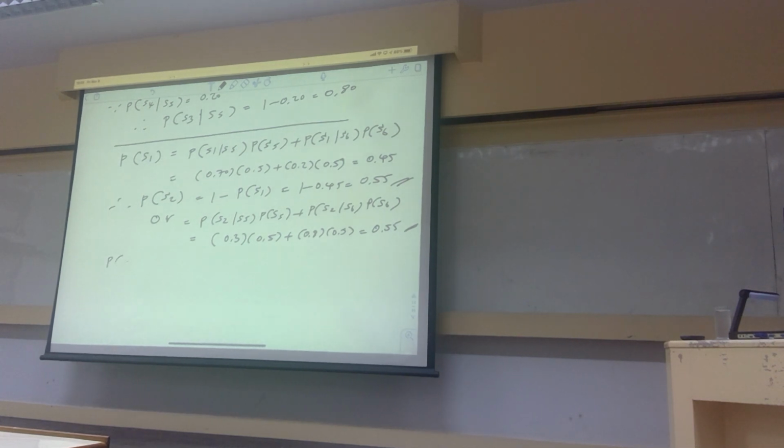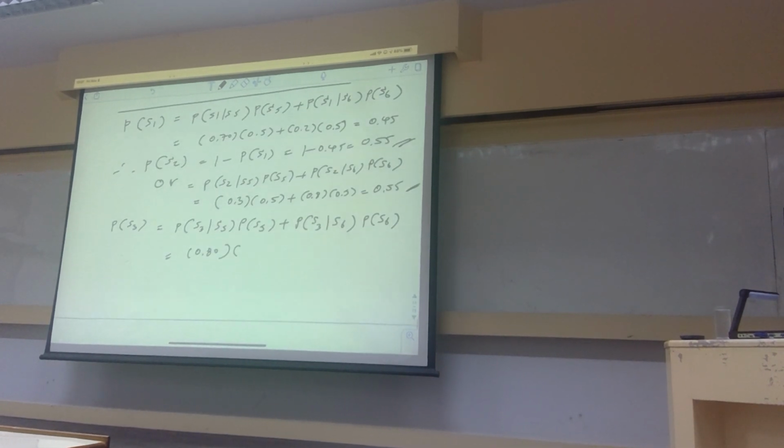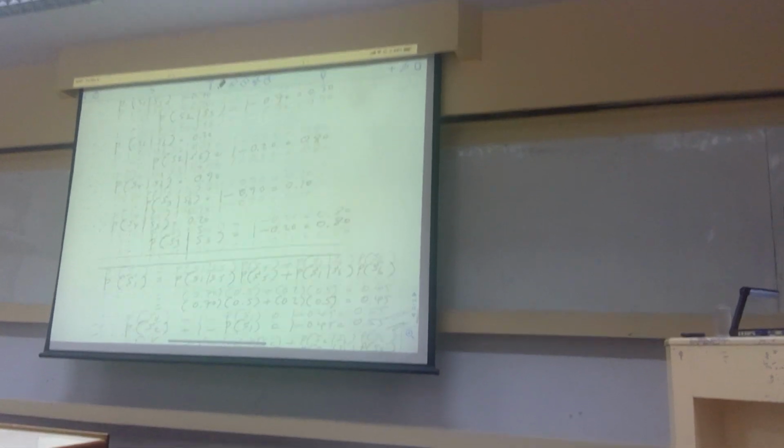Next, we're going to find the probability of S3, or the probability that the pilot study is favorable. This will be equal to the probability of pilot study favorable given market favorable multiplied by the probability of market favorable, plus the probability of pilot study favorable given S6 multiplied by the probability of S6. So you have 0.8 multiplied with 0.5 plus 0.1.